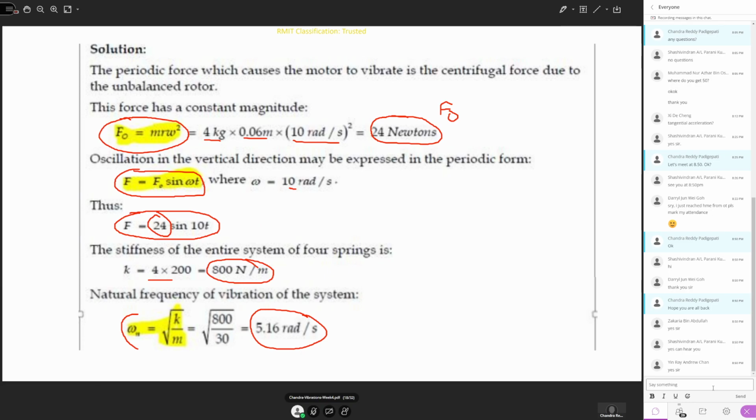Okay, so this question is just calculating the unbalanced force. Then you know what is the external frequency omega. You can see omega, we can call it the radial frequency or circular frequency, and omega is also the rotational velocity.